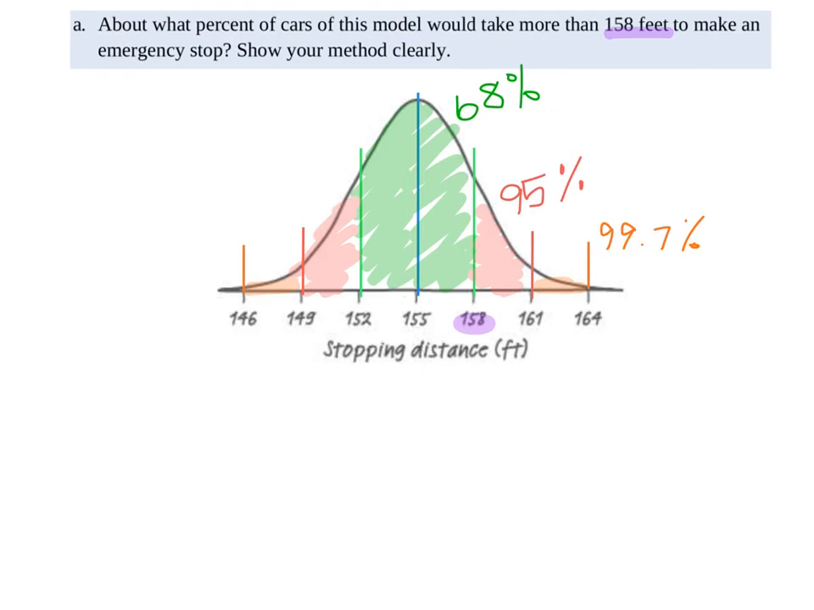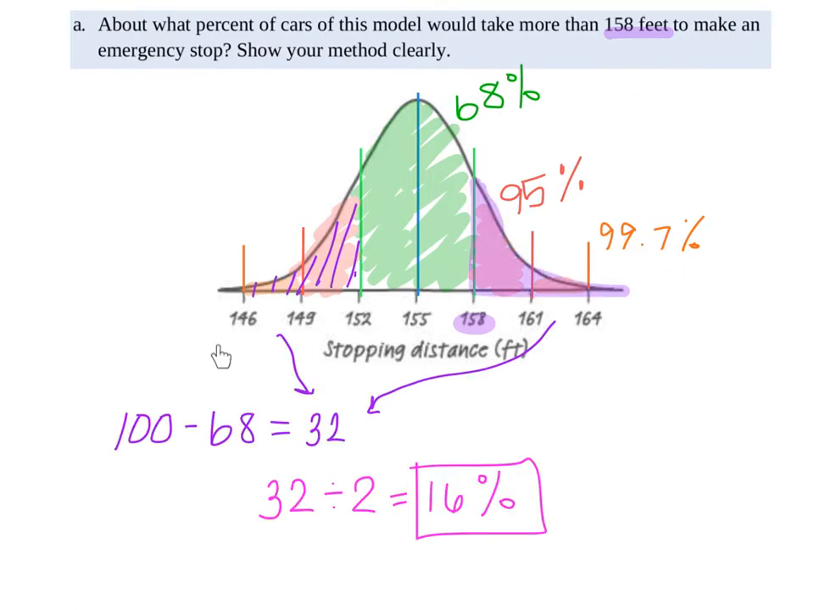So let's put everything together that we know in order to solve these problems. First up, we've got our curve here. We've got 155, our average smack dab in the middle. Our standard deviation is 3 feet on either side. So our first standard deviation out represents 68% of our data points. 2 standard deviations out altogether represent 95% of our data values. And then 3 standard deviations out altogether represent 99.7% of our data values. So if we find 158 feet, we can then figure out these percentages and figure out what percent takes more than 158 feet to stop.